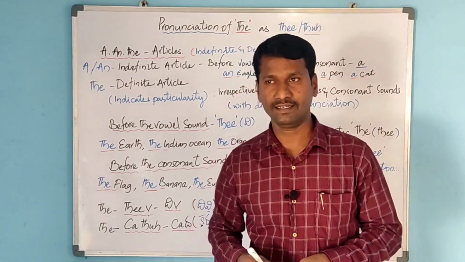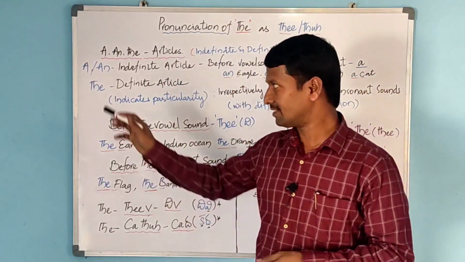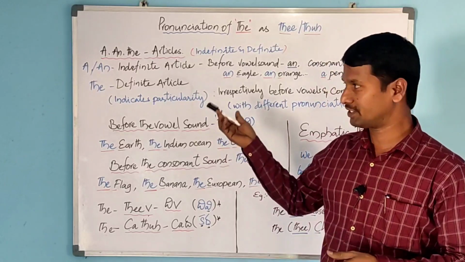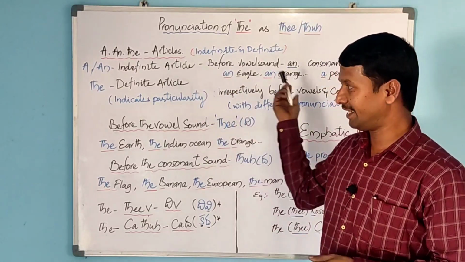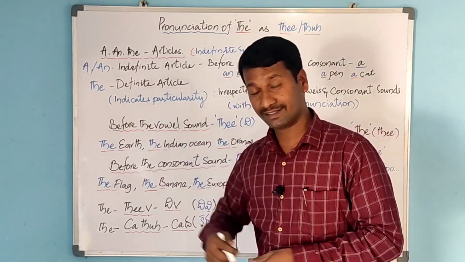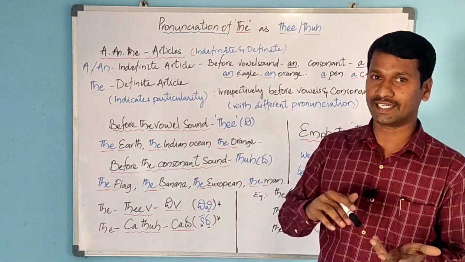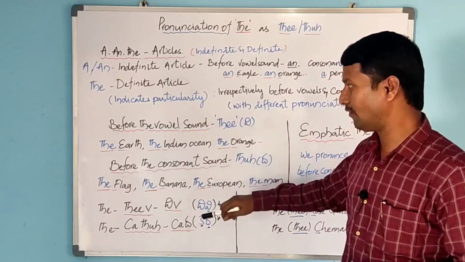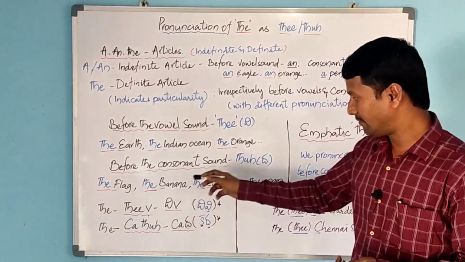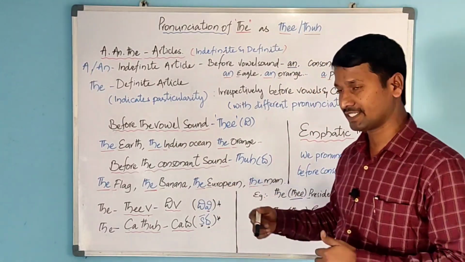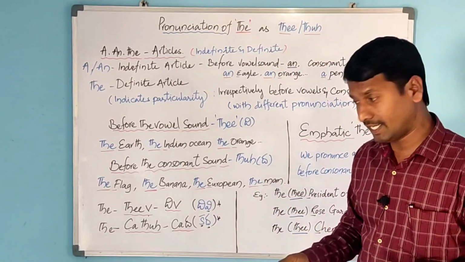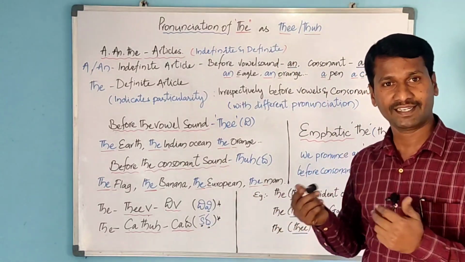Let's revise very quickly. A and AN are indefinite articles. We use AN before vowels, A before consonants, and the definite article THE we use for particularity. We use THE for both vowels and consonants. When we use it before vowels, we pronounce it as "thee", and when we use it before consonants, we pronounce it as "thuh". To remember it very easily, remember the words "divi, kada".